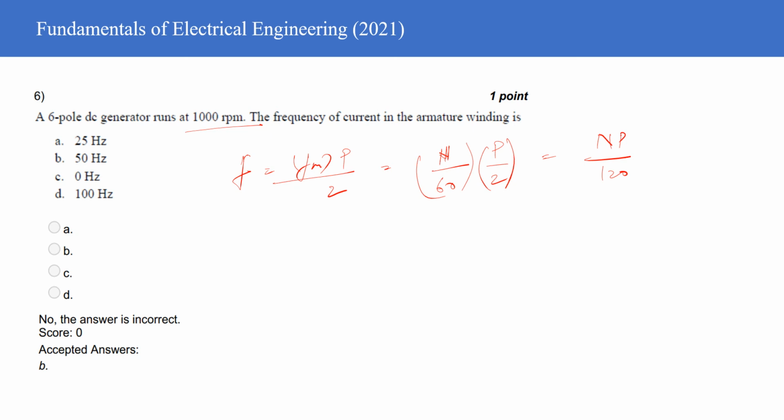No changes there. The N value is given to you as 1000 rpm, the P value is given as 6, and 120 is here, so you will end up with 50. So the DC generator would be generating electrical power, and the frequency in the armature winding will be equal to 50 hertz. I'm hoping that you have understood this particular solution as well. If there is any doubt, please feel free to ask. I'll try to address it.